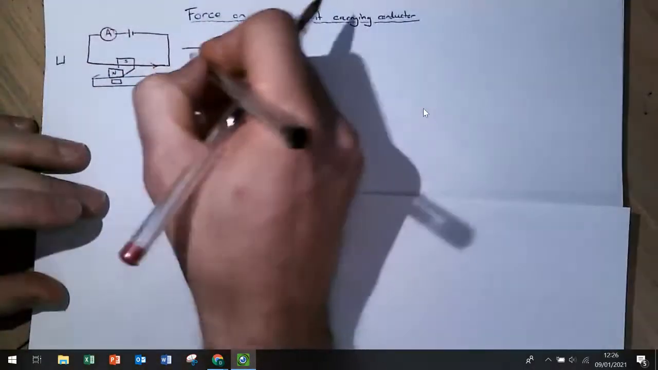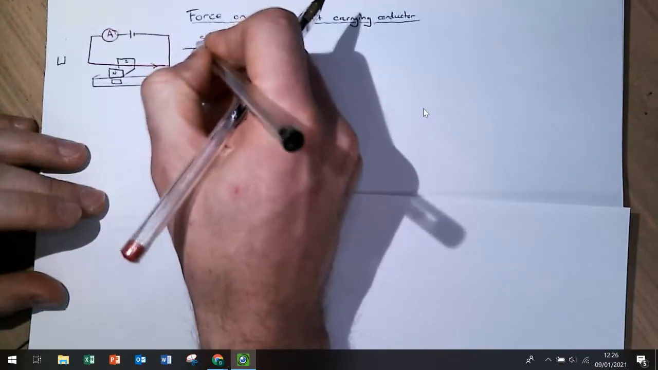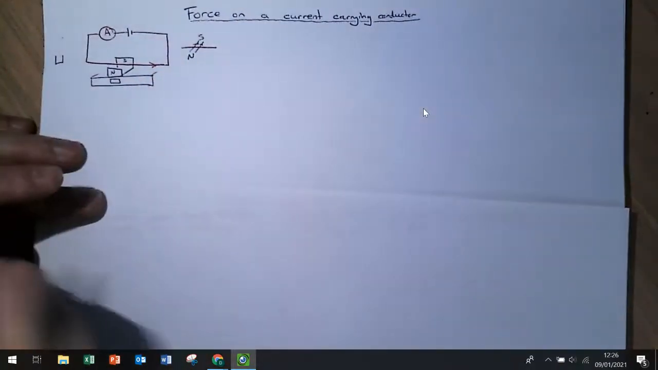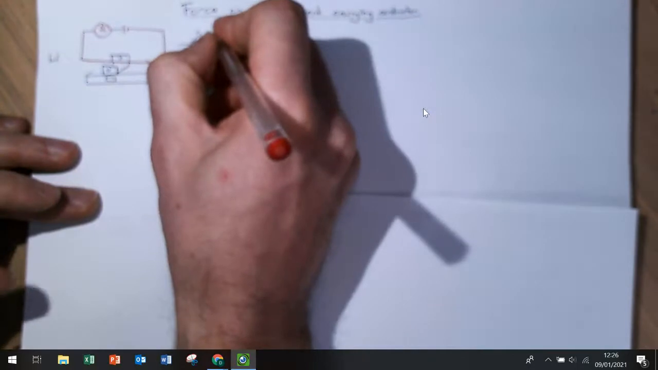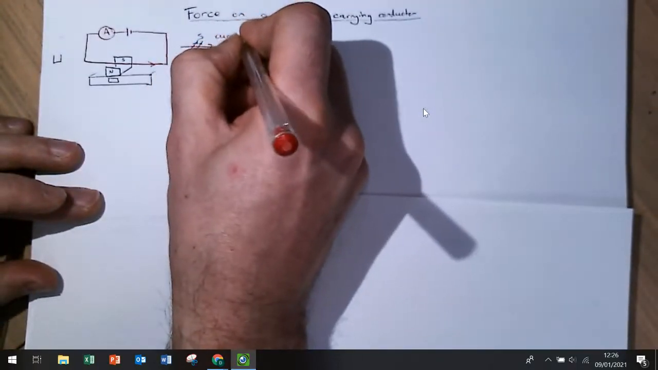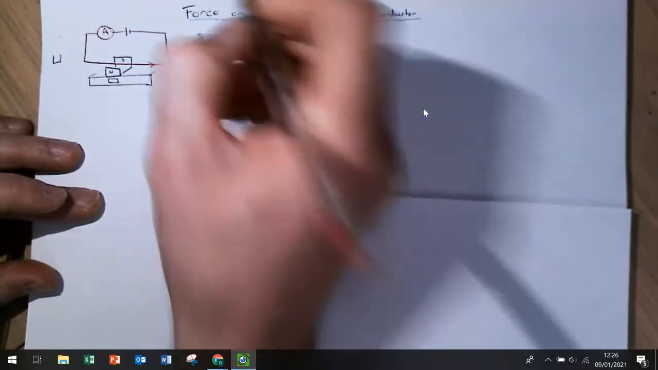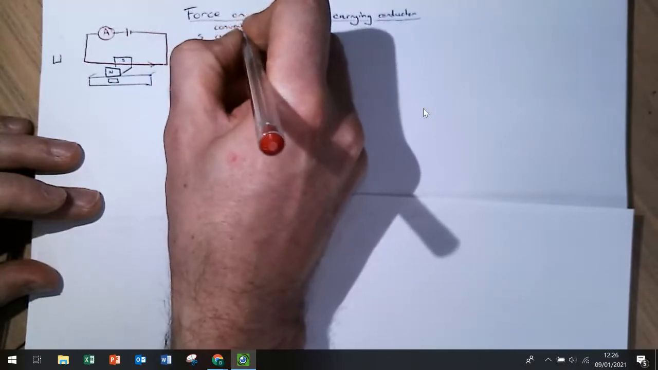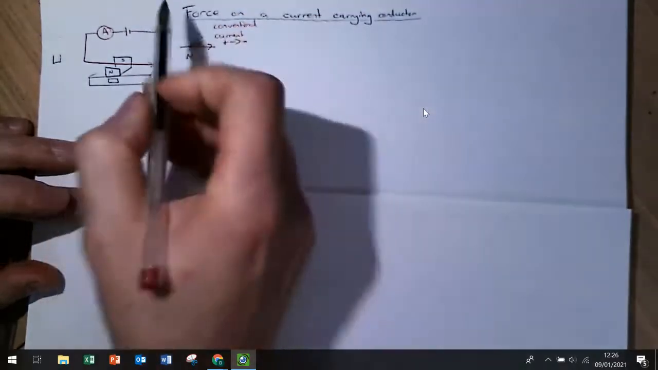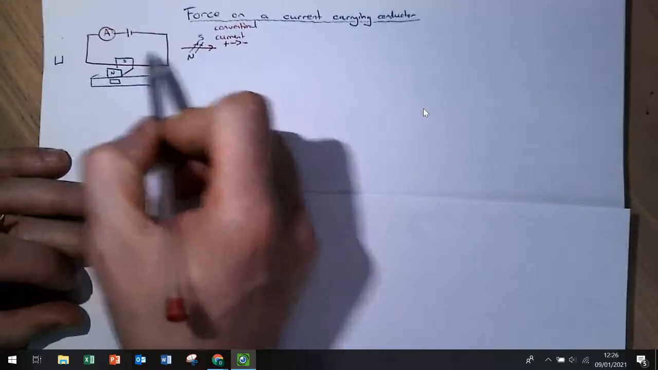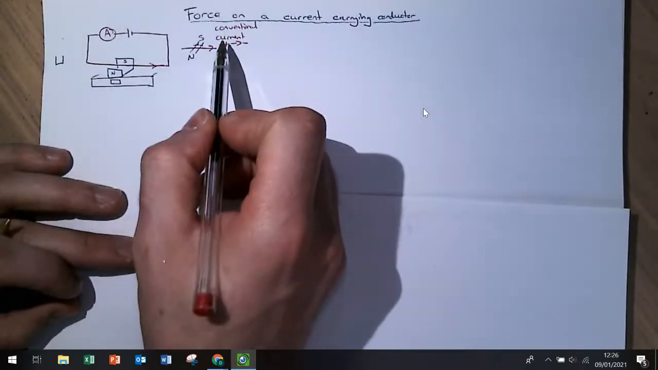So if we zoom in on the magnetic field, we know that the magnetic field goes north to south, and importantly, the current goes positive to negative. So we're talking about conventional current here, and that's really important because we know that the electrons are actually flowing the other way, but we always talk about conventional current.